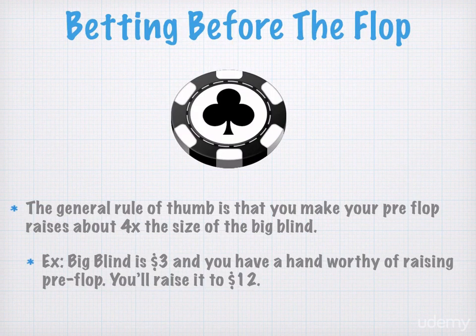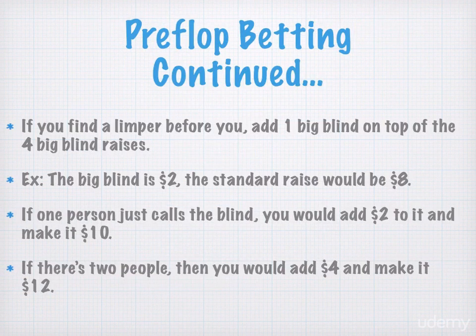Betting before the flop. So the general rule of thumb is that you make your pre-flop raises about 4 times the size of the big blind. So for example, if the big blind is $3 and you have a hand worthy of raising pre-flop, you're going to raise it to $12. Simple enough?